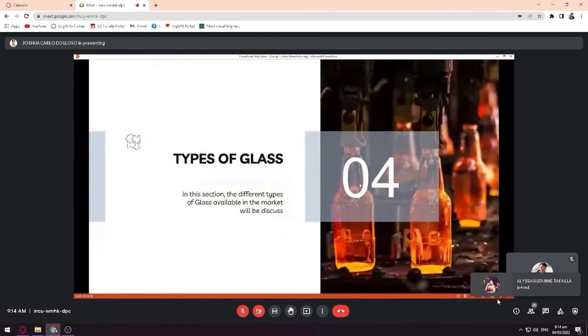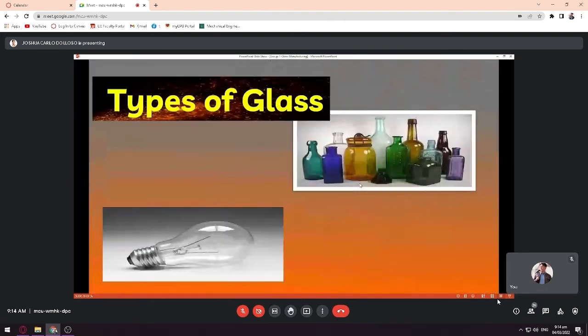So, section 4 is the types of glass. In this section, the different types of glass available in the market will be discussed.